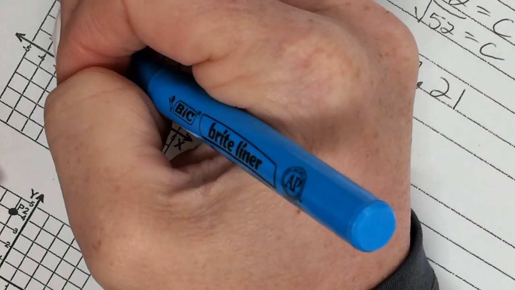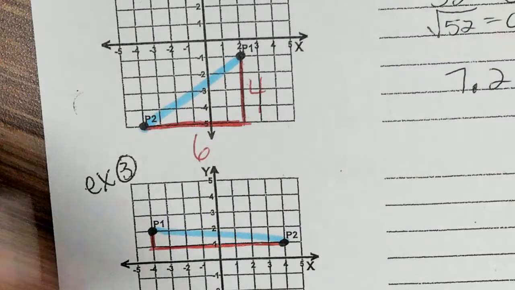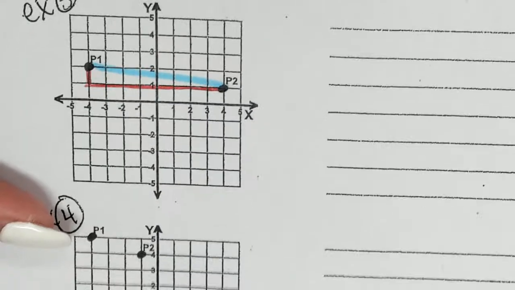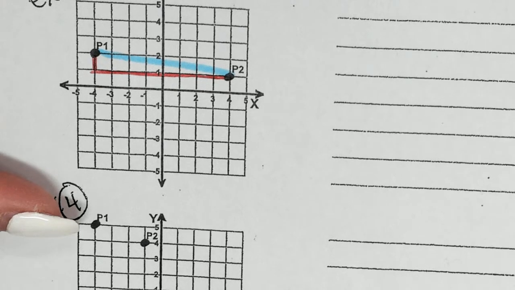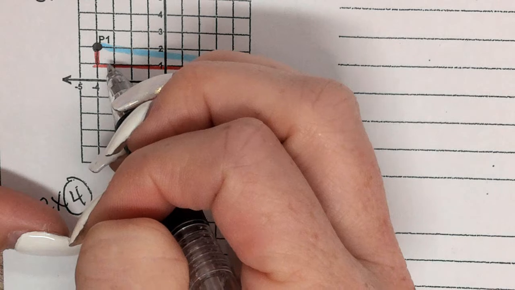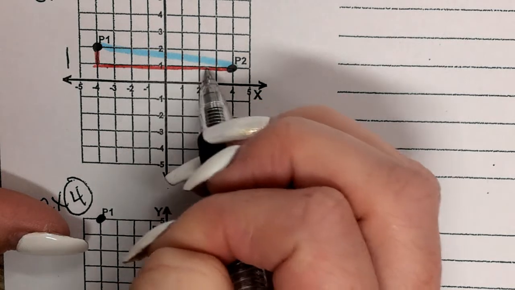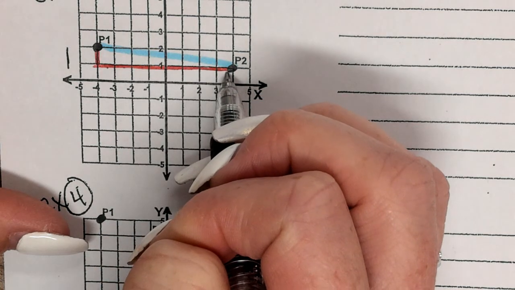So I'm trying to find the distance between point 1 and point 2. You're always going to solve for C when you're doing the distance between 2 points. All right, so what is this side length? 1. And what is this side length? 2, 3, 4, 5, 6, 7, 8, right? Yes or no?